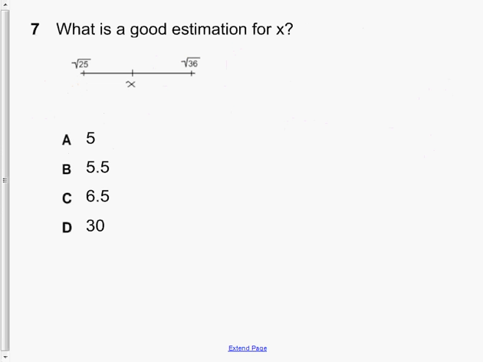Question 7, what's a good estimation for this? Since this is 5 and this is 6, a good estimation for x would be 5.5, which is B, right? B.